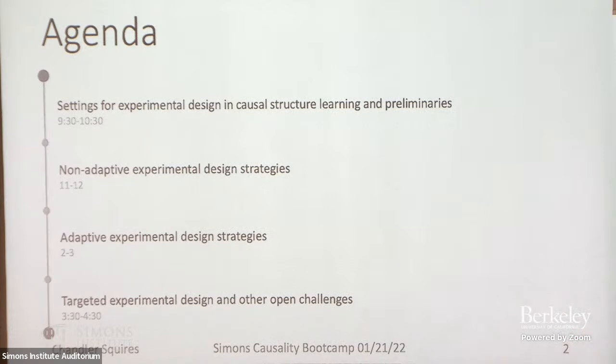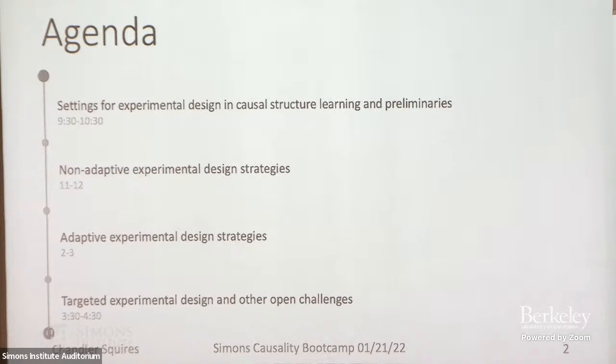In the second block, I'll talk about non-adaptive experimental designs, and I'll more formally clarify that a little bit later on, but that's essentially things where you decide the whole experimental design, all the interventions that you want to do, at one point in time. And that's to be contrasted with adaptive experimental design strategies, which I'll discuss in the third block, where you get to observe the outcome of each of your interventions before picking a new intervention. And then I'll finish up with some areas where there are more open challenges.